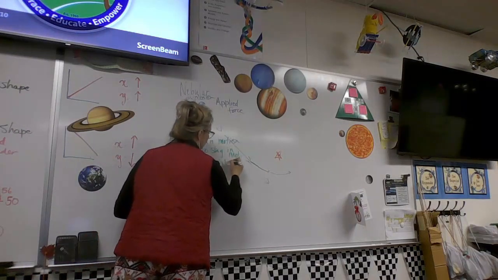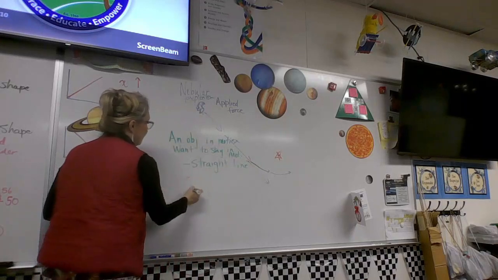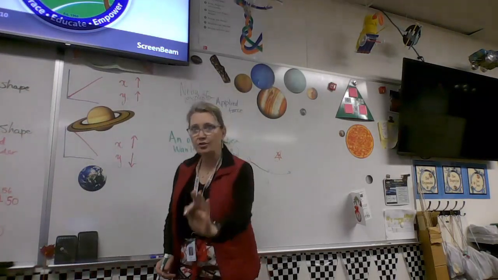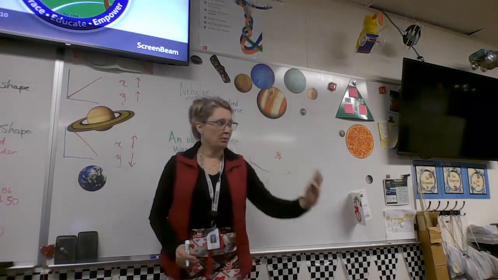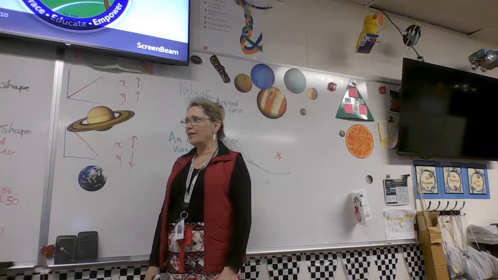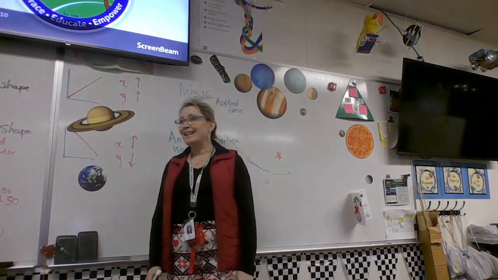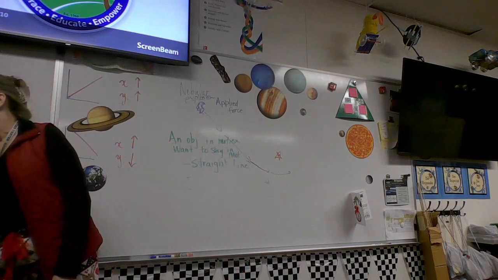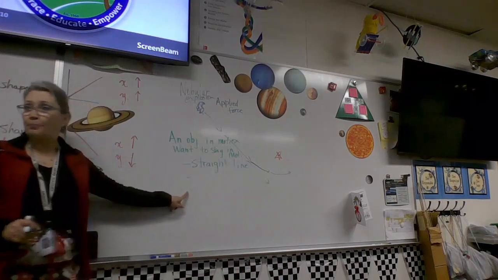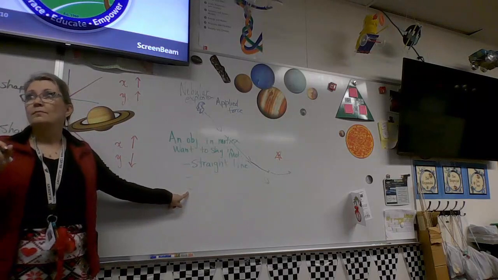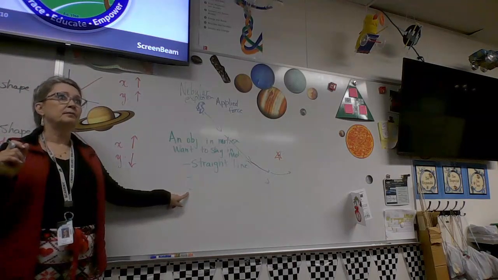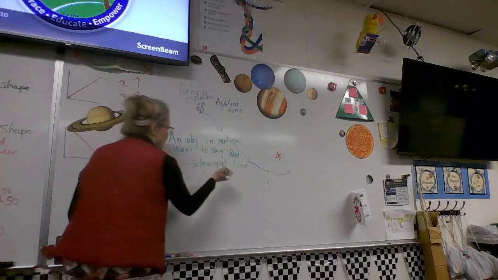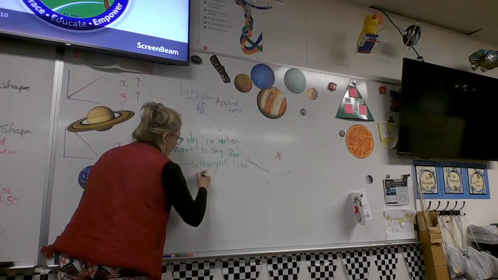There's one more thing. There's actually two more things that we have to write. So an object in motion wants to stay in motion in a straight line. Anybody else remember this part? How long ago did we learn this? You guys are forgetting. Nikolai? I can't hear you. Yes, I'm looking for speed. So an object in motion wants to stay in motion in a straight line with the same speed.